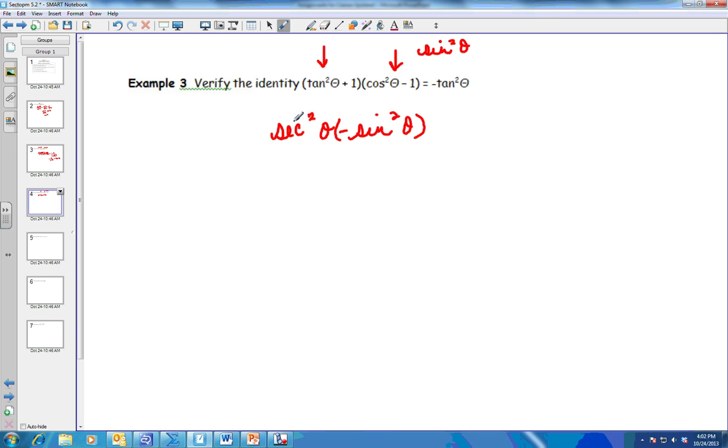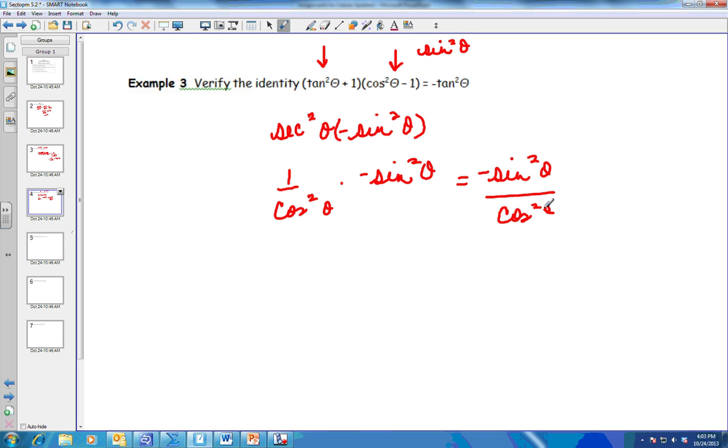So now I'm going to write all of this in terms of sines and cosines. Secant is 1 over cosine squared theta times a negative sine squared theta. That gives me negative sine squared theta over cosine squared theta, which gives me negative tangent squared theta, which is what I wanted.